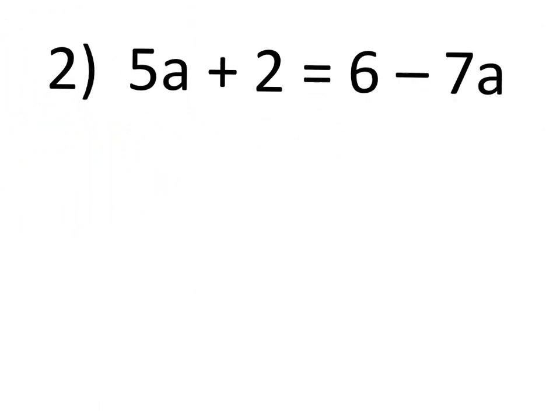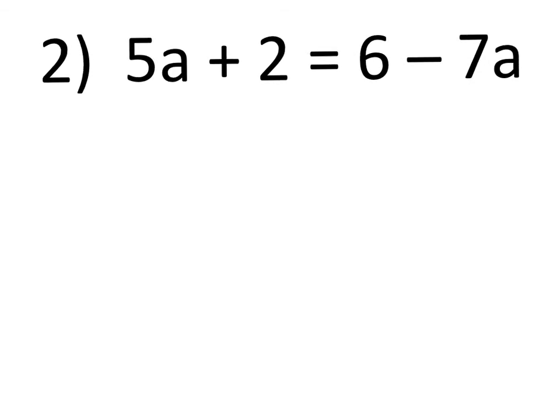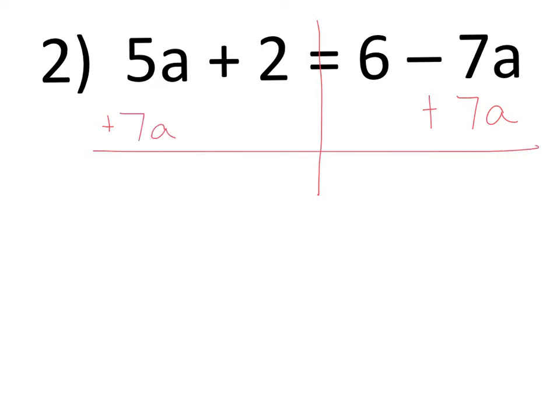Again, we have A's on both sides. Now, it truly doesn't matter if I move the 5A or the 7A. Doesn't matter which one, just pick one and undo it. So I'm going to work with the 7. Again, draw your wall if you need to. And since it says -7A, I'm going to add 7A to both sides. So these cancel. 5 plus 7 is 12A, plus 2 equals 6.